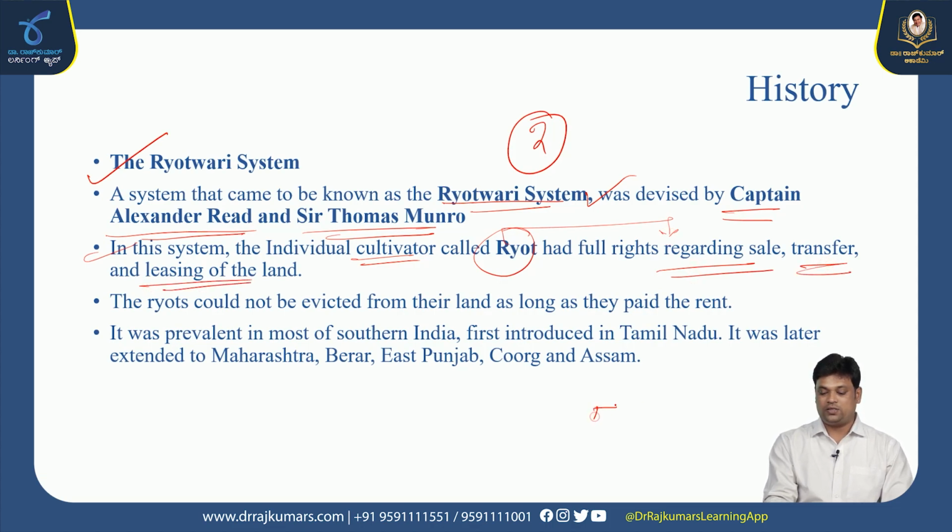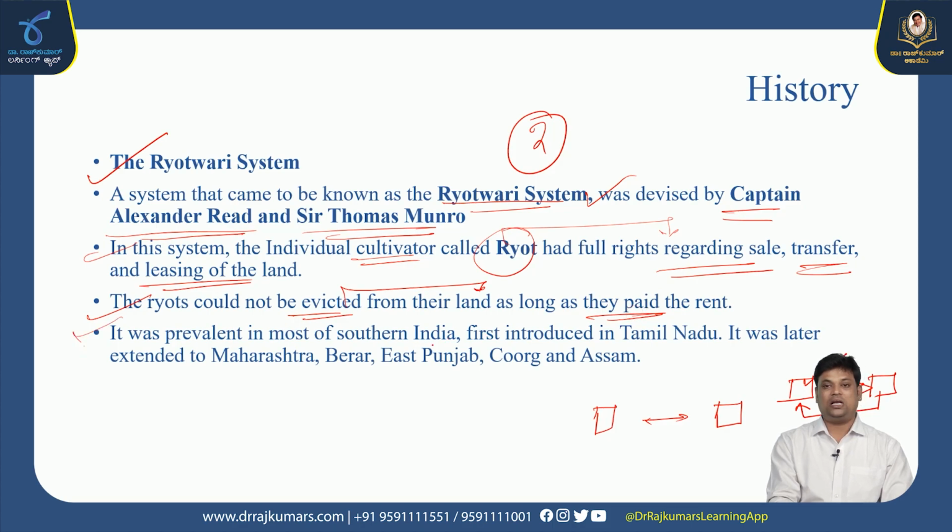So what exactly did we discuss in Zamindar? British and farmers, with intermediaries, zamindars. Here the British will give ownership directly to the farmers and the farmers will pay revenue directly to the British. Okay, that is called which system? Rayatwari system. The ryots could not be evicted from their land as long as they paid the rent.